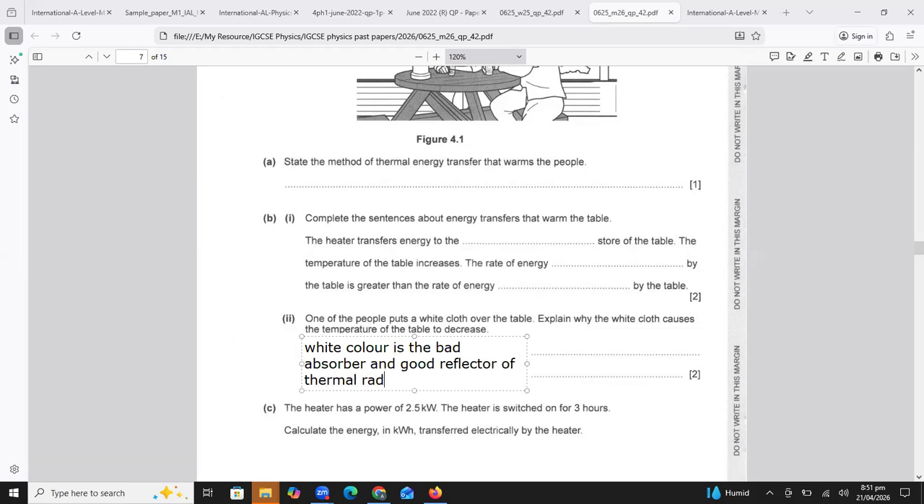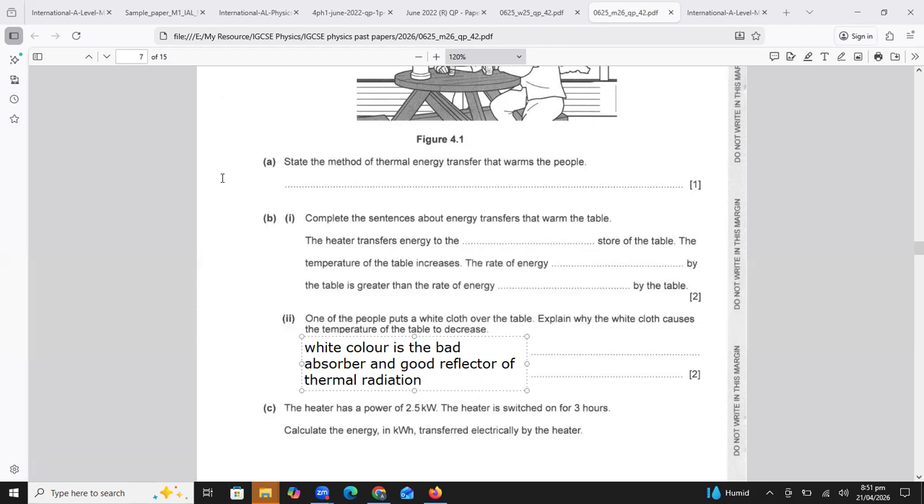So for this line, we will get 2 marks. 1 mark for bad absorber because it is not absorbing the heat energy. And the second mark we will get for good reflector, that it will reflect all the heat radiation. So that's why the temperature of the table will decrease. Is it clear to you, everyone? Okay. Now I think everyone has noted down this answer.